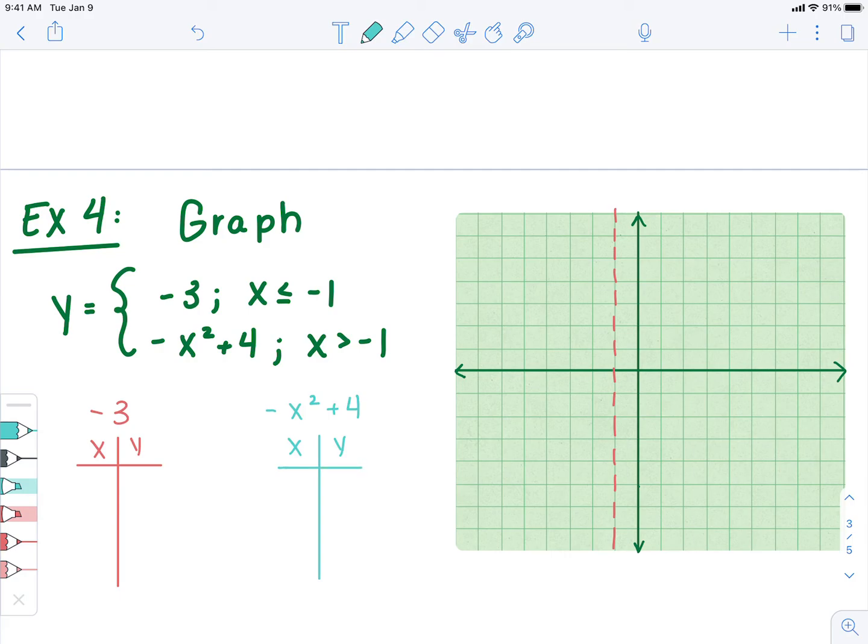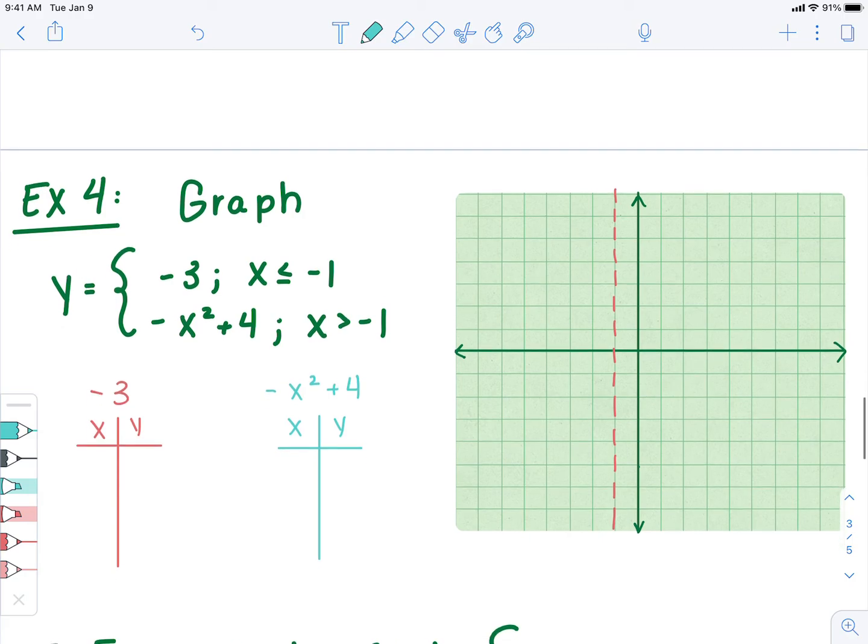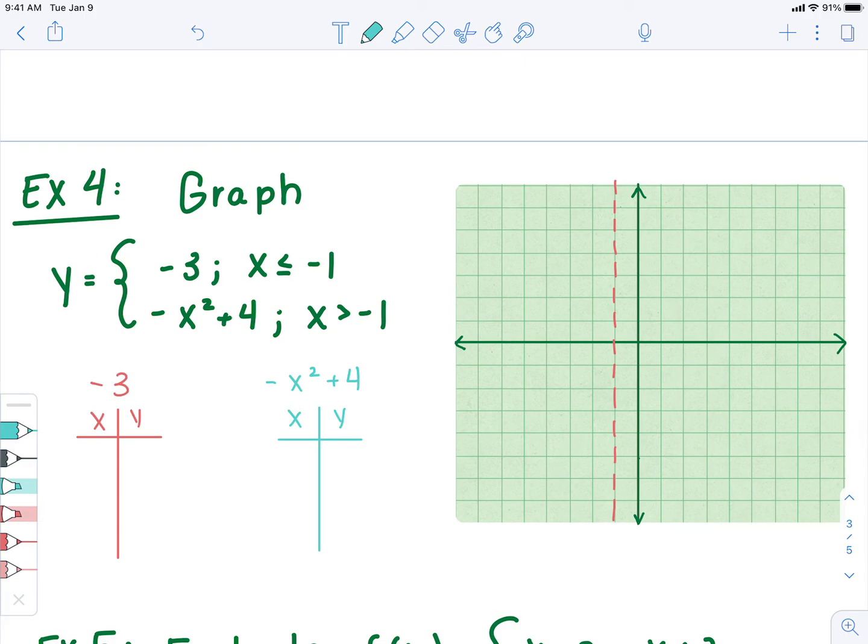Where should both of my tables start? At -1. They're both going to start at -1. Even though -1 is only being included in the first equation, I still want to use it in both because I still want to get my graph as close as possible to the fence, so I know where it's going. And then I just use an open circle for my second equation. So they're both going to start at -1.